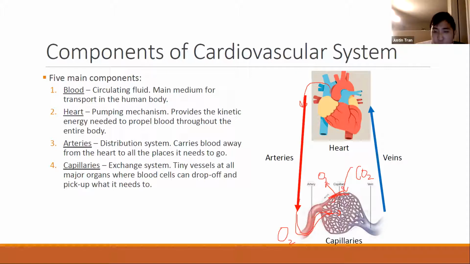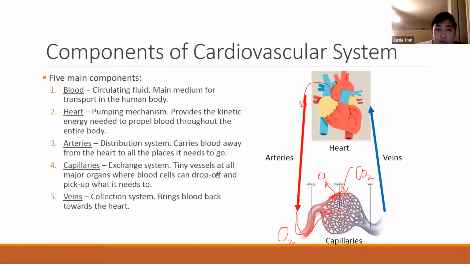The only reason this can occur in the capillaries is because they are so small. The thing inside your blood that actually carries the oxygen is the blood cells. In order for the blood cell to give up its contents, it needs to be pushed up against the blood vessel wall, and that's why the capillaries are so small. They need to be able to exchange oxygen and CO2 there.